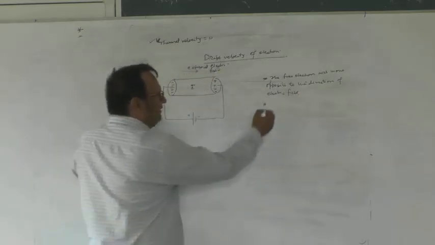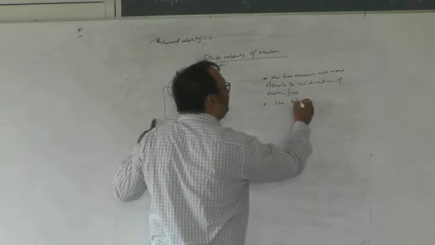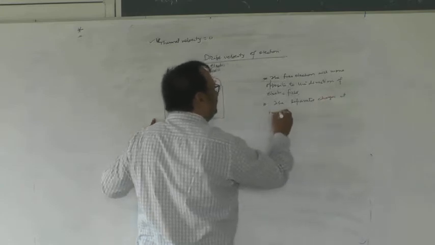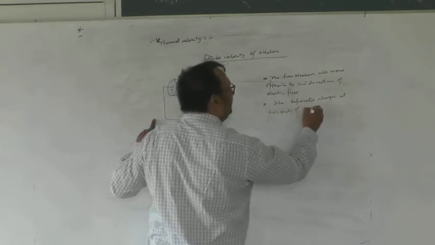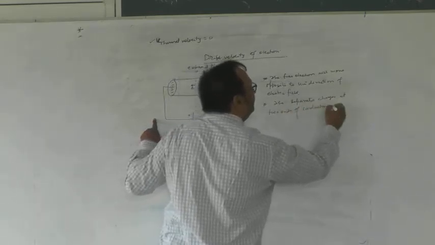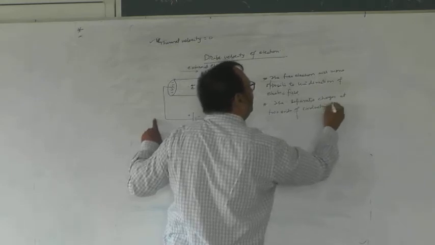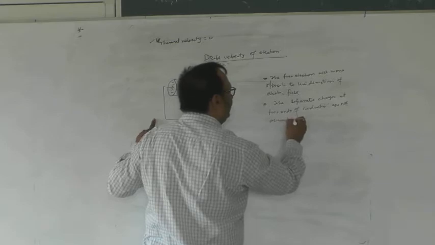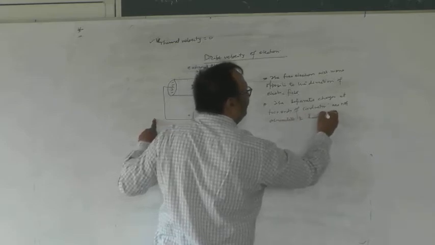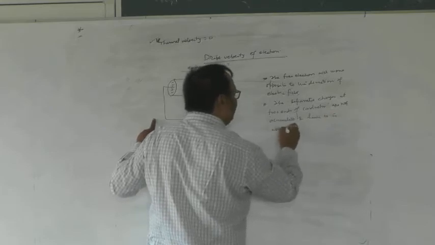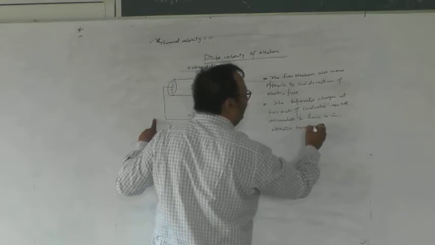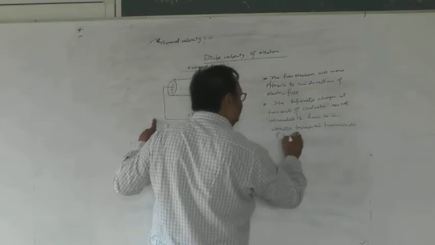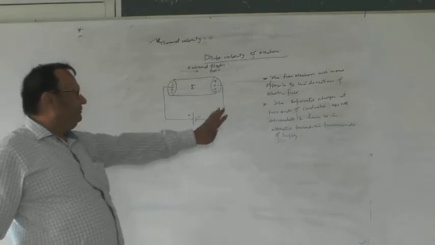Next, the separated charges at the two ends of the conductor are not accumulated, and hence they are attracted towards the terminals of the supply. I think it became clear to you.